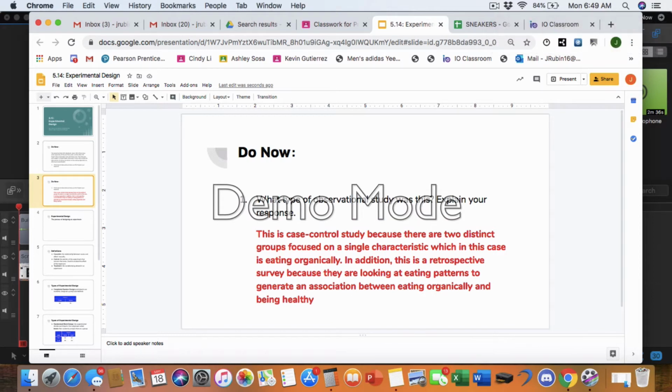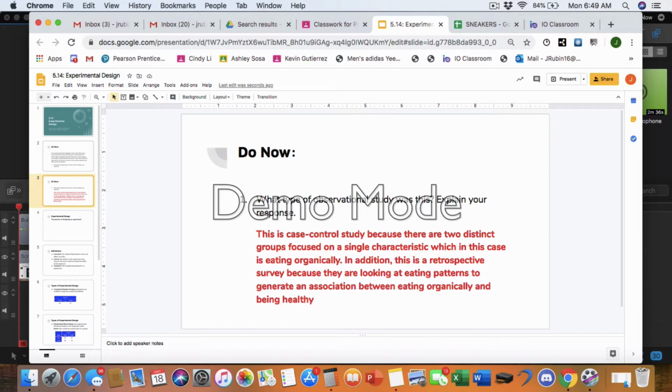So this is a case control. Why? There are two distinct groups focused on a single characteristic. In this case, it is eating organically. In addition, this is a retrospective survey, so think past, present, because they're looking at eating patterns to generate an association between eating organically and being healthy.